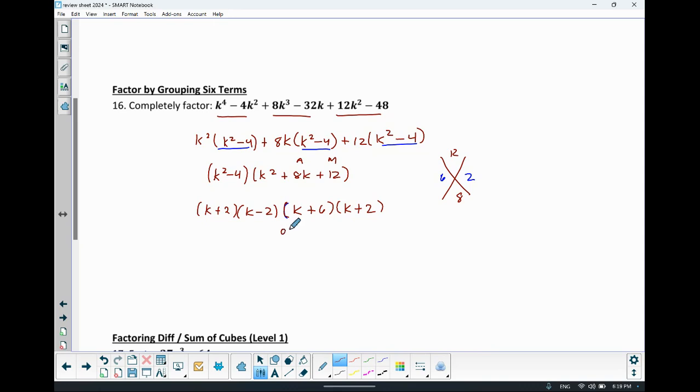You can either leave the answer like this or rewrite it, since we have a common binomial, as k plus 2 squared times k minus 2 times k plus 6.